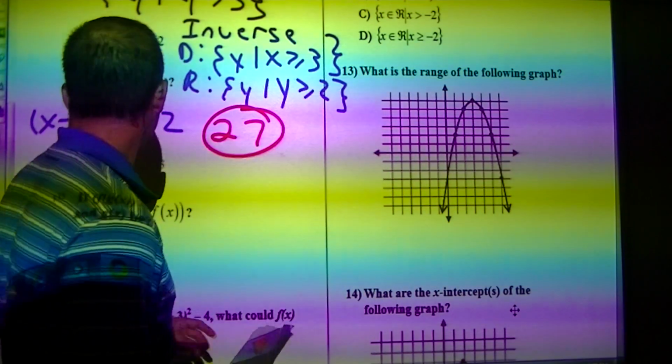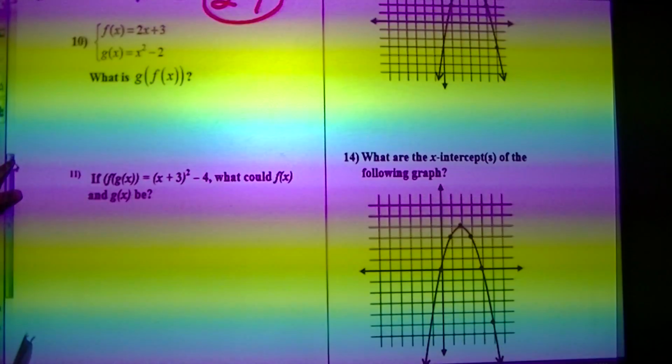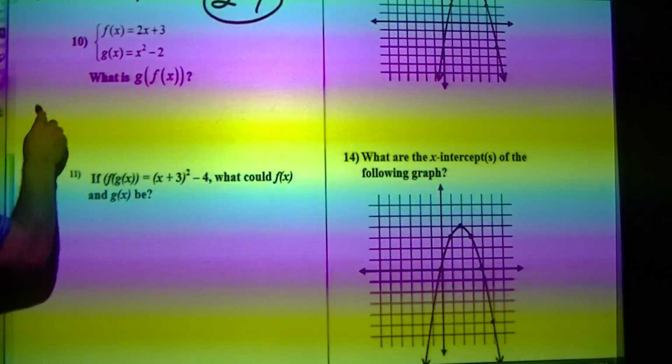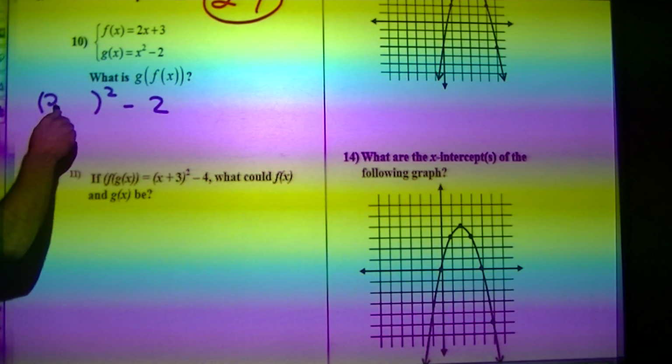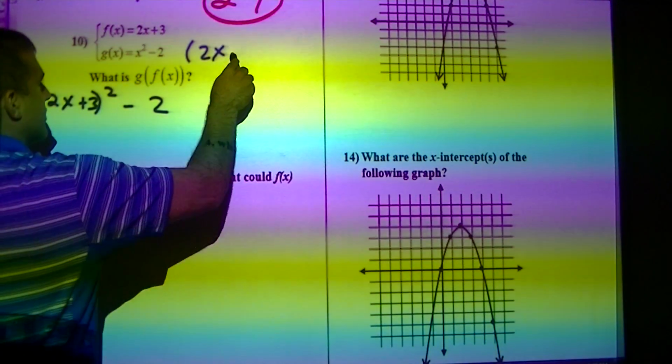Okay, here we go with part 2. All right, we're on question 10. All right, g of f of x. So that means I'm going to lead with the g function. So I'm going to lead with this. I'm going to put in f. Okay, so what that means for me, squared means this.